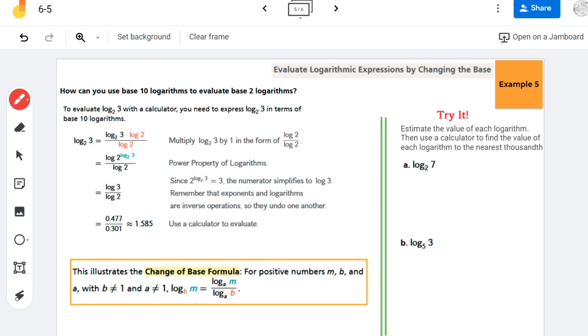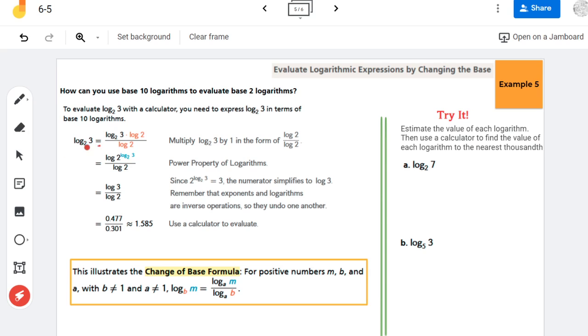In today's video, I'm covering example 5 from lesson 6-5 in the SavvasRealize Algebra 2 textbook. The goal of today's video is to evaluate logarithmic expressions by changing the base. So what I'm going to do here is walk you through this process, and then we'll do some examples where we convert to base 10 as well. Okay. So it says, how can you use base 10 logarithms to evaluate base 2 logarithms?